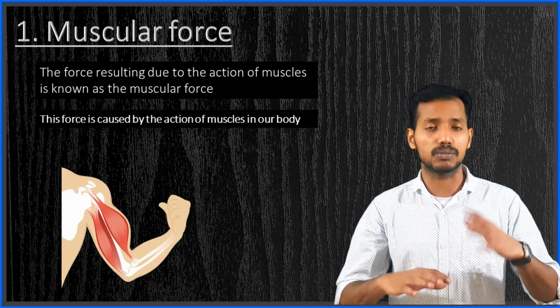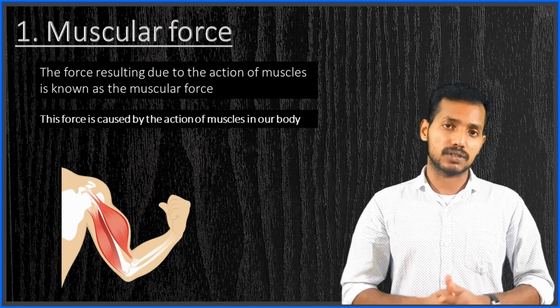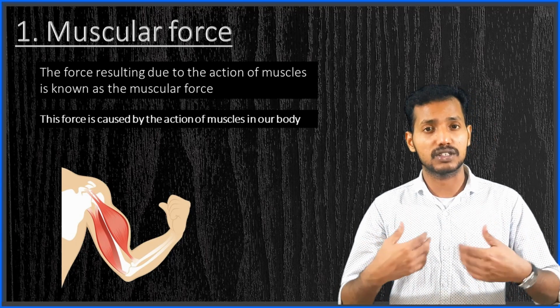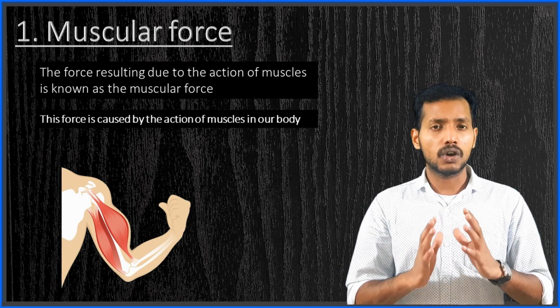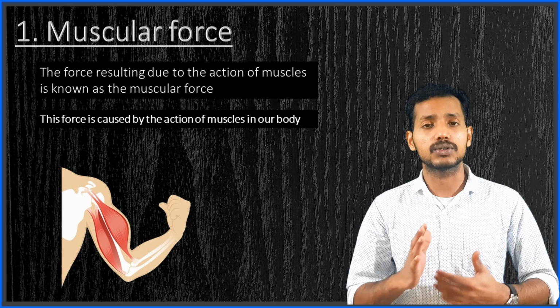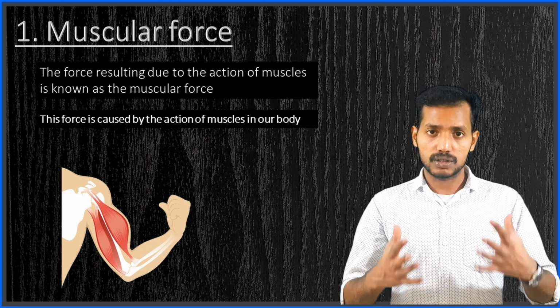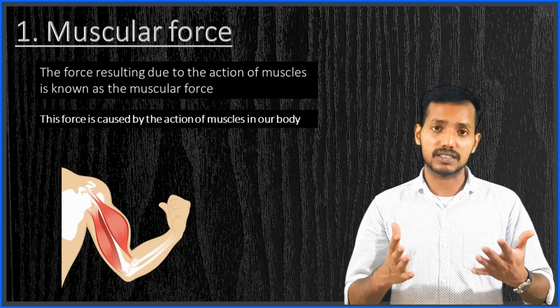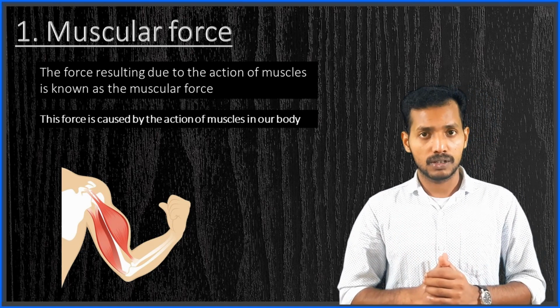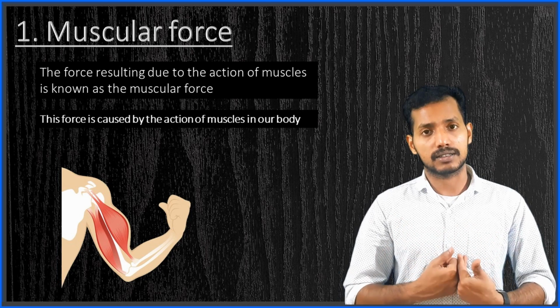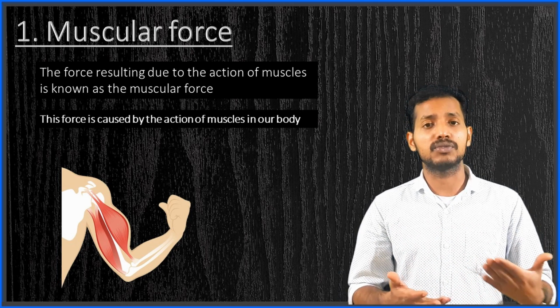First, I am going to take the examples of contact forces. There are two examples I have mentioned, that is muscular force and frictional force. So what is a muscular force? The force resulting from the action of muscles present in our body is called muscular force. There are different types of muscles present throughout our body. Many of the muscles help us do actions to move our body. Actually, this force is caused by the action of the muscles of our body. Many activities which we do are with the help of this muscular force.